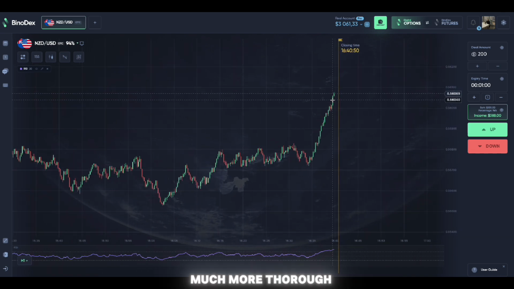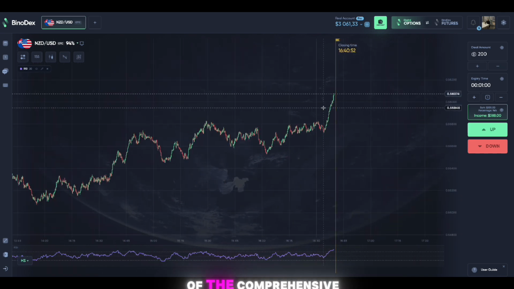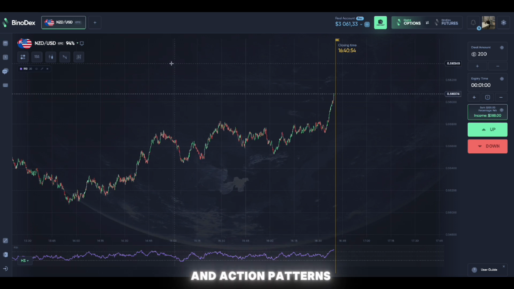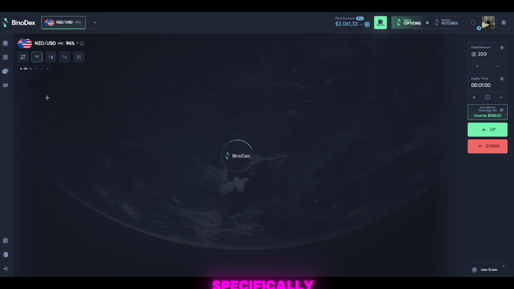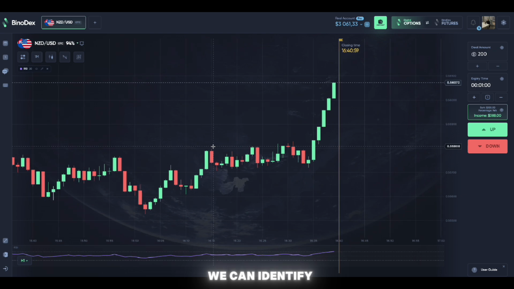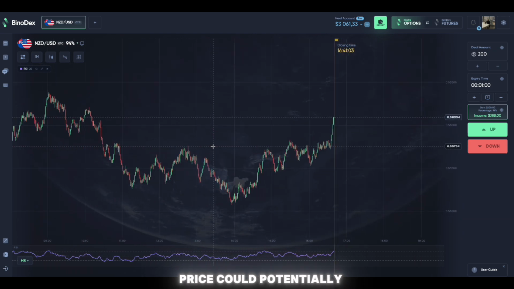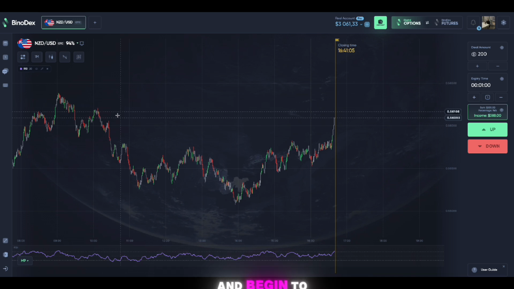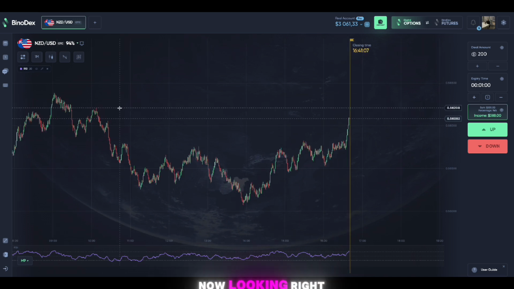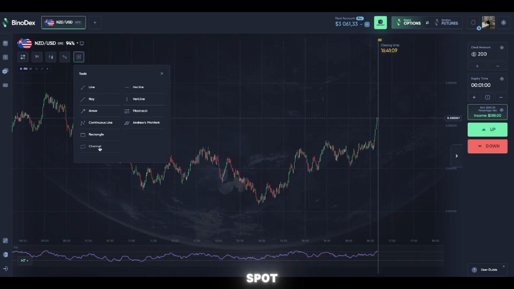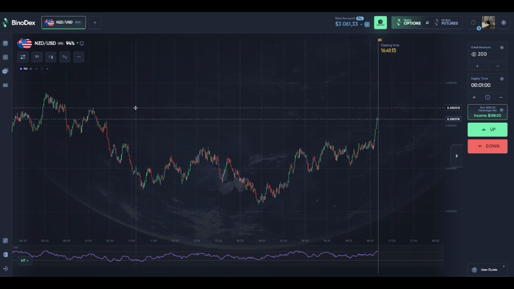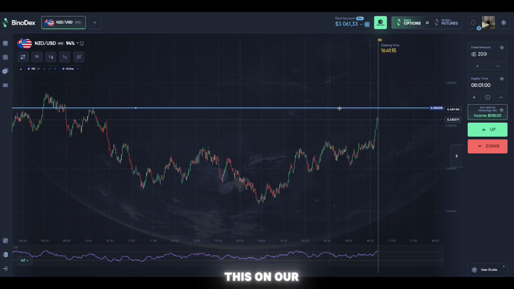Let's conduct a much more thorough and detailed analysis of the historical price action on a higher time frame, specifically in order to see exactly where we can identify a significant and well-defined resistance level from which the price could potentially reverse and begin to bounce back down once again. Now, looking right here at this spot, this is likely the key resistance level we have. So let's mark it out like this on our chart.